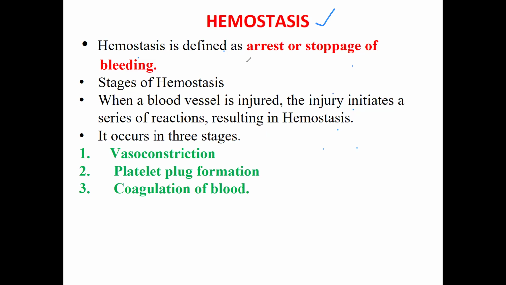Whenever a wound occurs, stopping of bleeding is called hemostasis. When a blood vessel is injured, the injury initiates a series of reactions resulting in hemostasis. What is hemostasis? Stoppage of bleeding when an injury occurs. There are three stages: vasoconstriction, platelet plug formation, and blood coagulation.